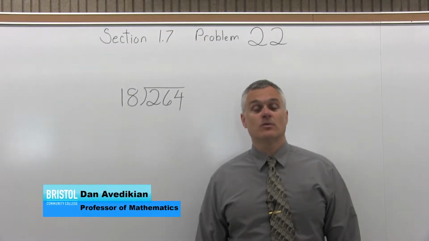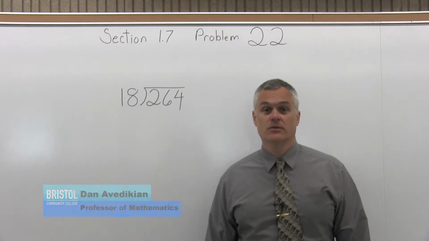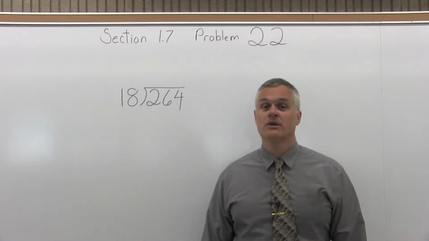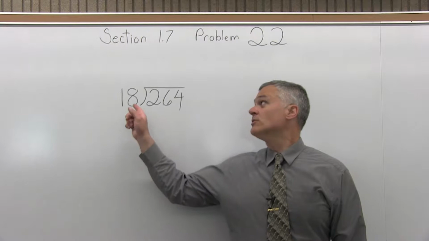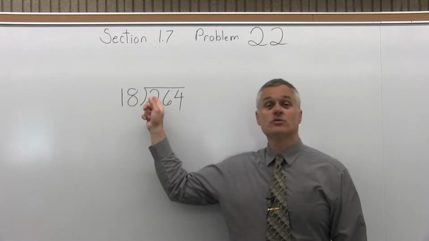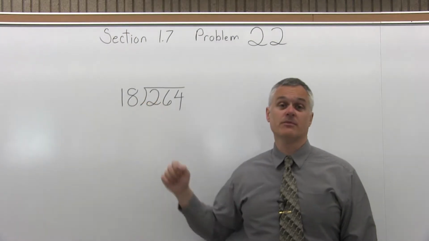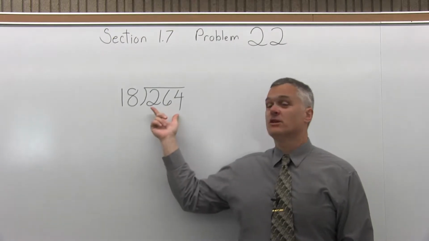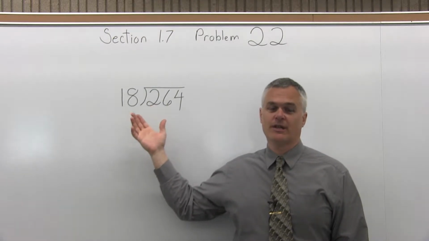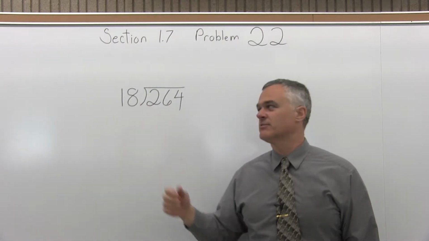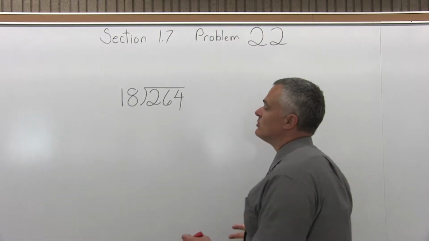This is Section 1.7, Problem 22. We have 264 divided by 18. Or you could read it as 18 goes into 264 how many times? Well, this is a big enough problem you can't just divide it in your head, like 18 will go into 36 twice, something like that is easier to do.